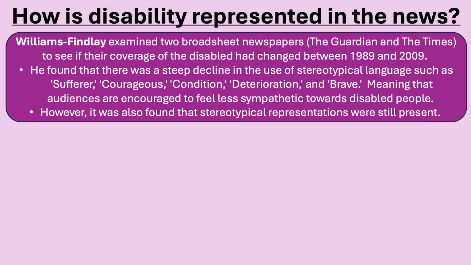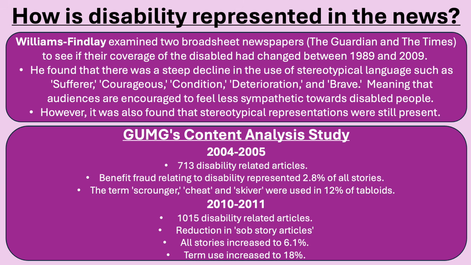Williams and Finlay examined two broadsheet newspapers, The Guardian and The Times, to see if their coverage of the disabled had changed between 1989 and 2009. He found that there was a steep decline in the use of stereotypical language such as sufferer, courageous, condition, deterioration, and brave, meaning that audiences are encouraged to feel less sympathetic towards disabled people. However, it was also found that stereotypical representations were still present.